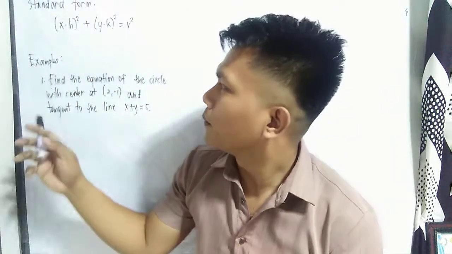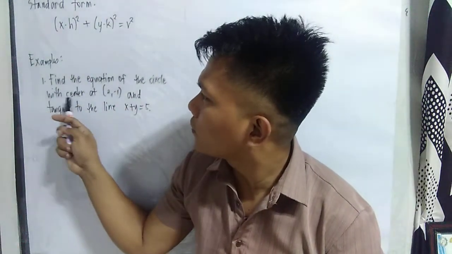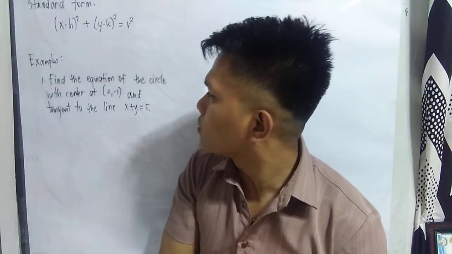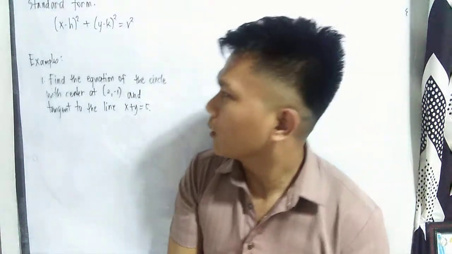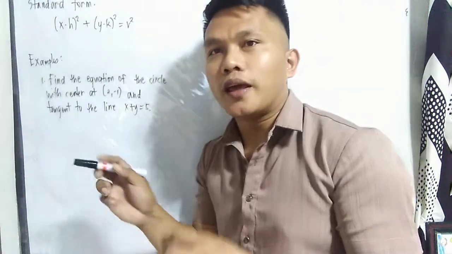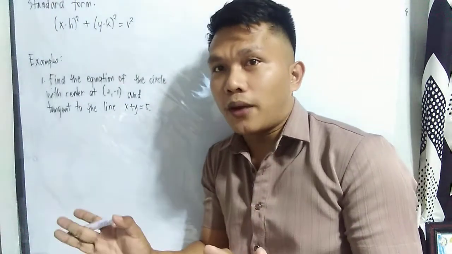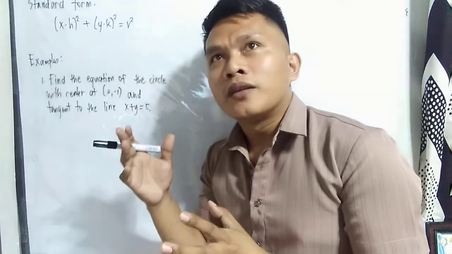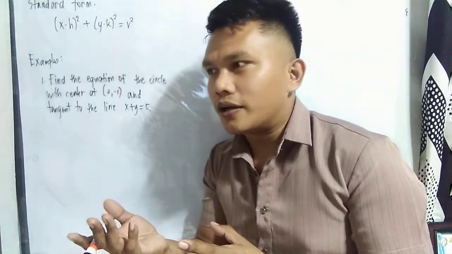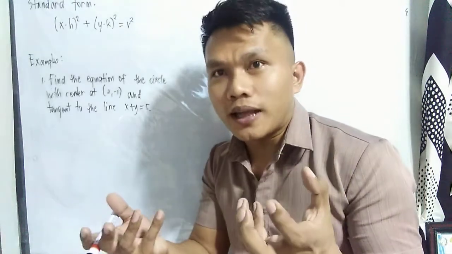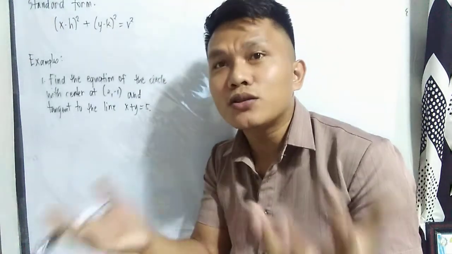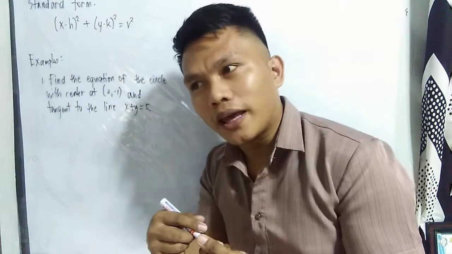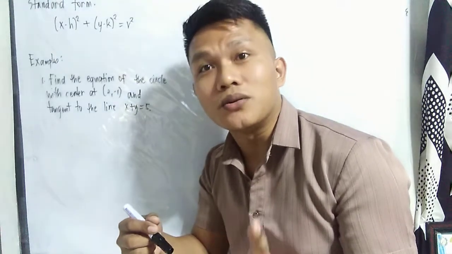For example, find the equation of the circle with center at (2, -1) and tangent to the line x plus y equals 5. The easiest way to understand this concept is to conceptualize what the illustration of this problem would be. We all know that the center is at (2, -1), so the first thing that you have to do is to illustrate.